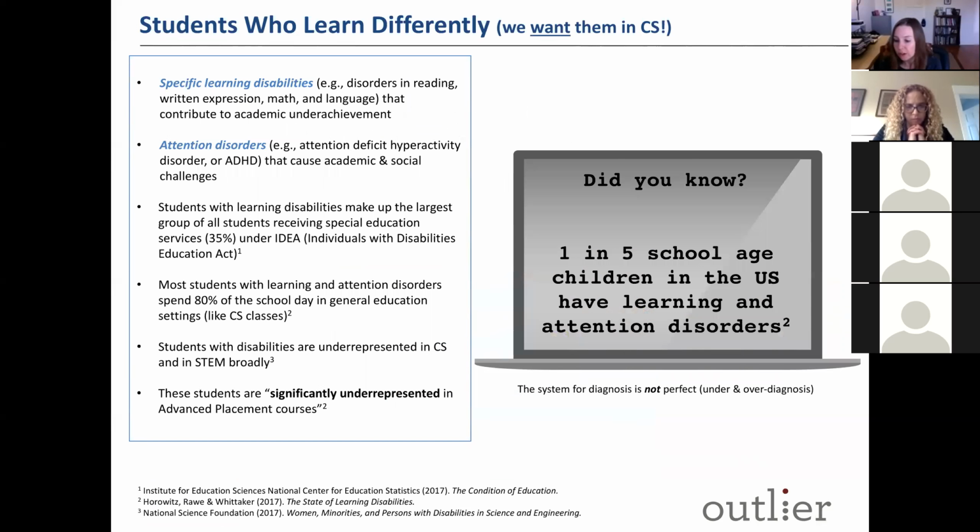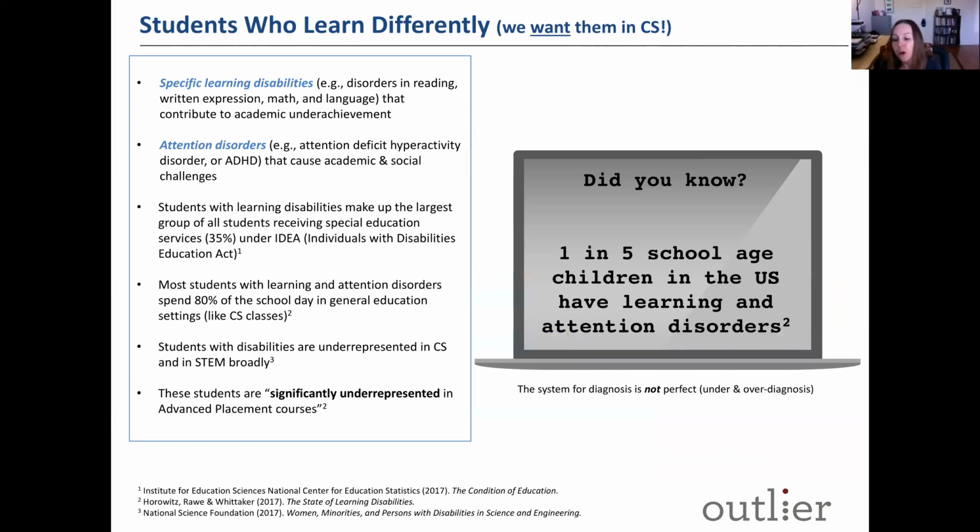So as we start to talk, just so that we're all on the same page about who we're specifically referring to and why, when we say students who learn differently, in our project we're really referring to students with specific learning disabilities in areas like reading, written expression, math, and language, as well as students who have related attention disorders like attention deficit hyperactivity disorder or ADHD. In both of these cases, these are students who have psychological processing deficits that contribute to academic challenges with classroom activities. And we're talking about them because this is a significant population of students.